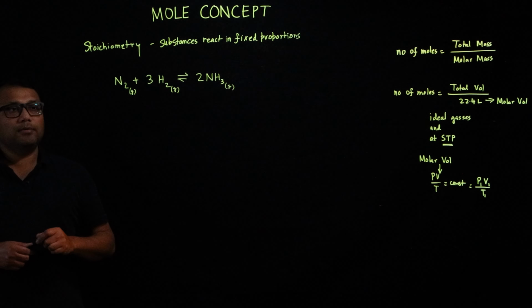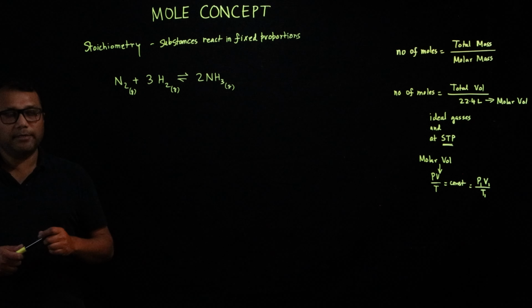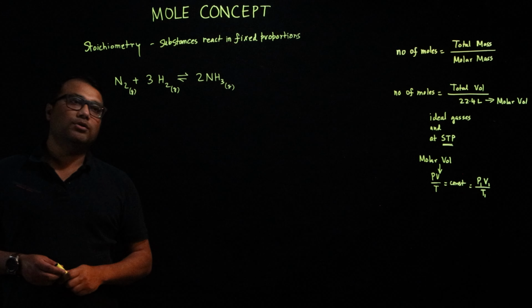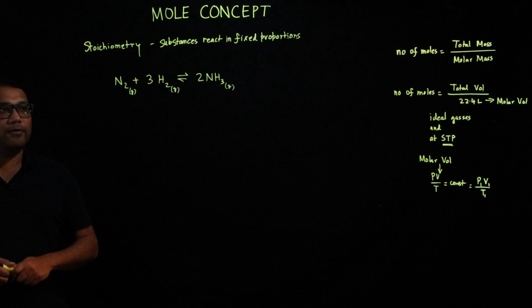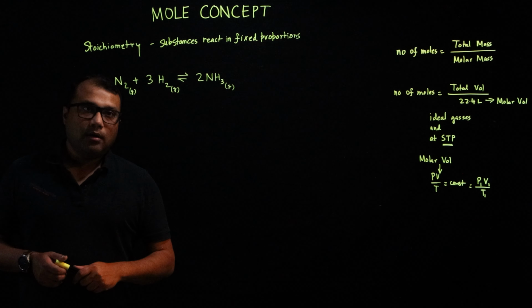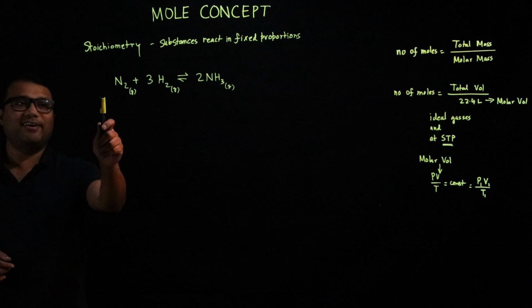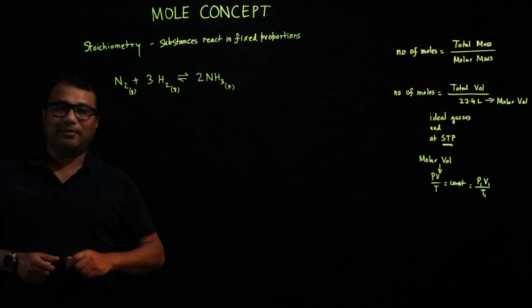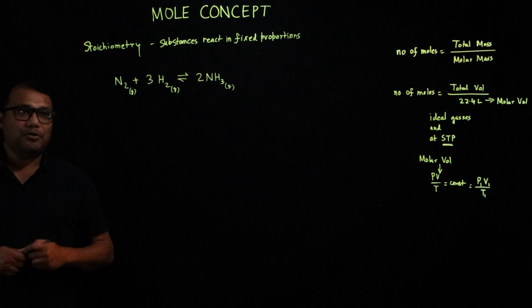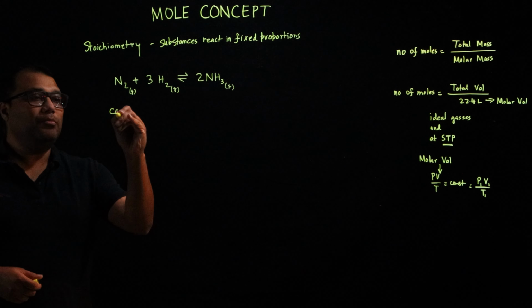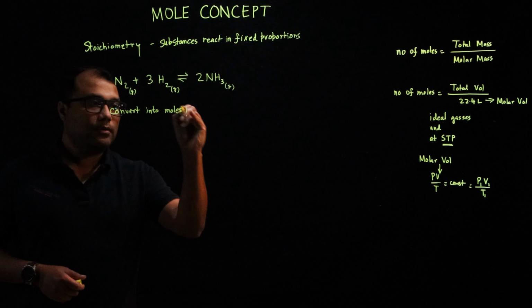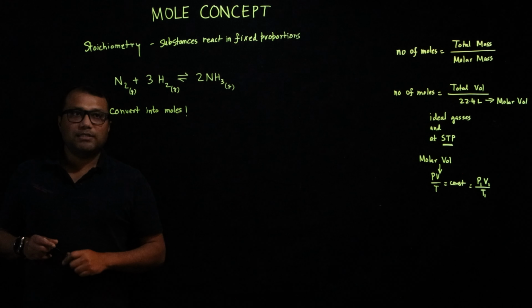It can also be interpreted as 1 mole of nitrogen gas reacts with 3 moles of hydrogen gas to give 2 moles of ammonia. Now, it does not mean 1 gram of nitrogen gas reacts with 3 grams of hydrogen gas to give 2 grams of ammonia. That is wrong. You always have to convert into moles. Alright, so let's take an example.